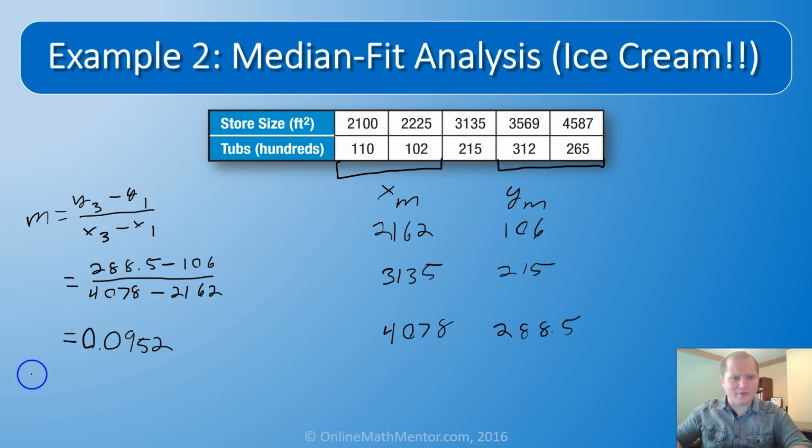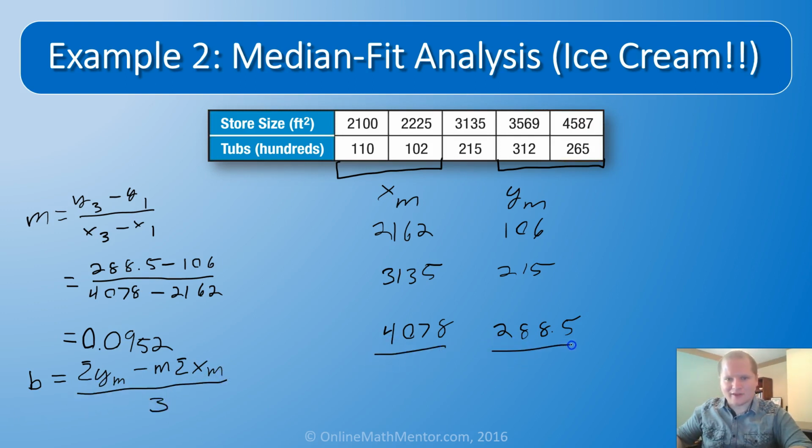Now that we have our slope, the last thing we need is our y-intercept. And we're going to find that by using the formula, the sum of our y-medians minus the slope times the sum of our x-medians, all divided by 3. So finding the sums of each of these, we get 9375 and 609.5. Now to save space, I'll erase this and move the formula up here.